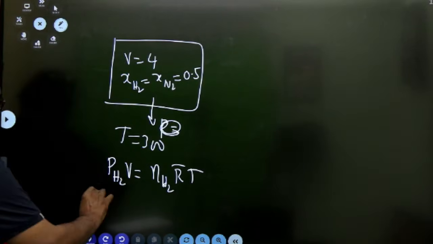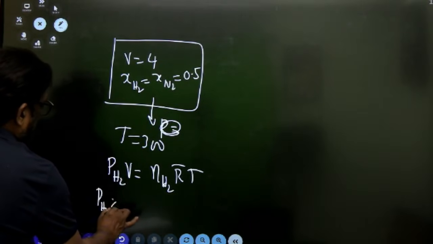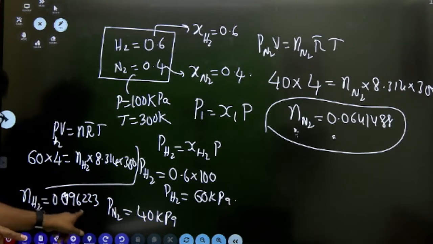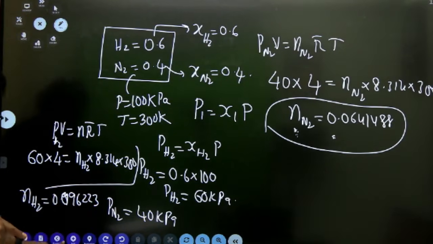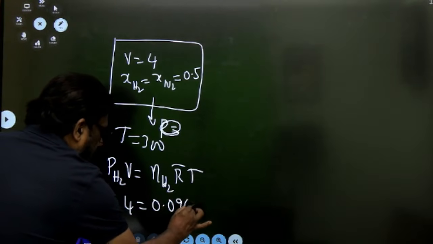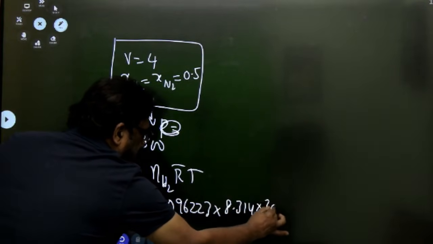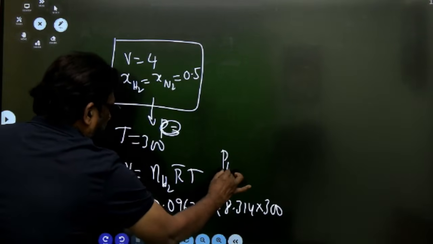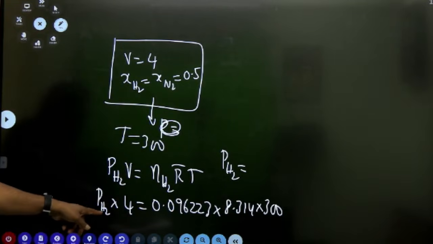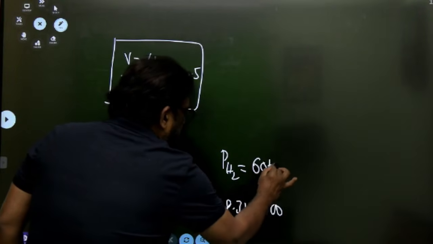What is the partial pressure of hydrogen? I do not know it, and the volume is 4 meter cube. The number of moles of hydrogen we have already calculated, it is not changing: 0.096223. R bar is 8.314, and the temperature is 300. So what is the value of the partial pressure of hydrogen? This is coming out to be 60 kilopascal.